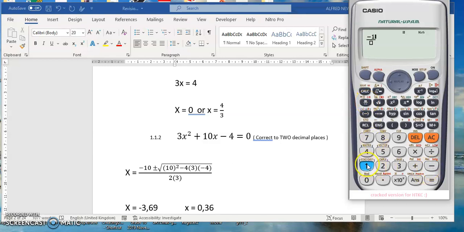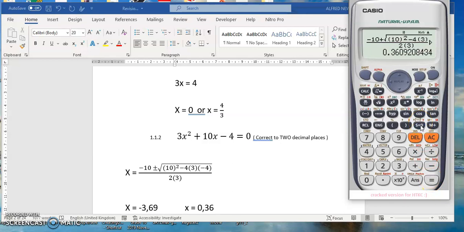So I'm going to have my minus 10 plus the square root, into brackets 10 squared, minus 4, then you have our 2, our 3, equal. We are going to get this one.